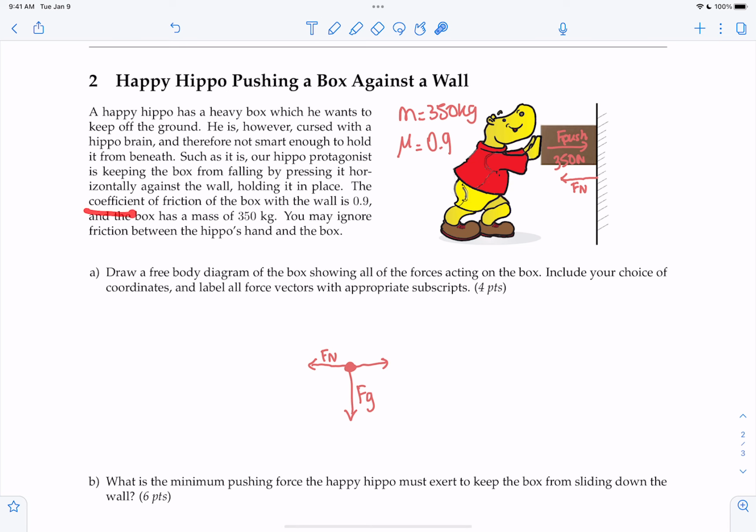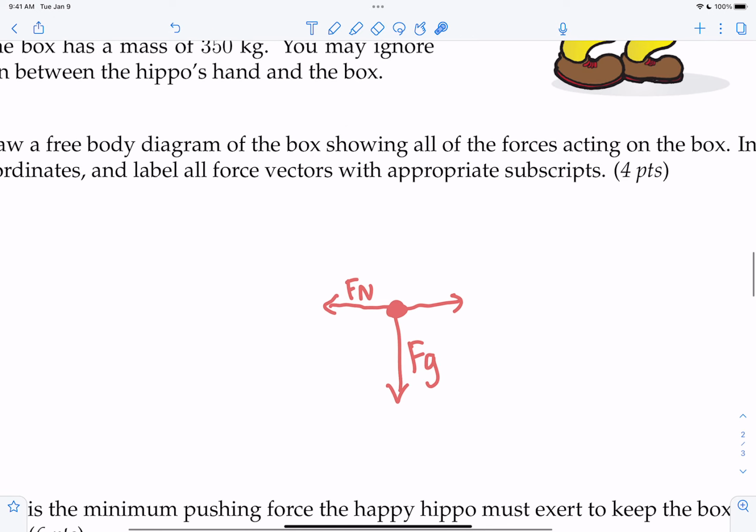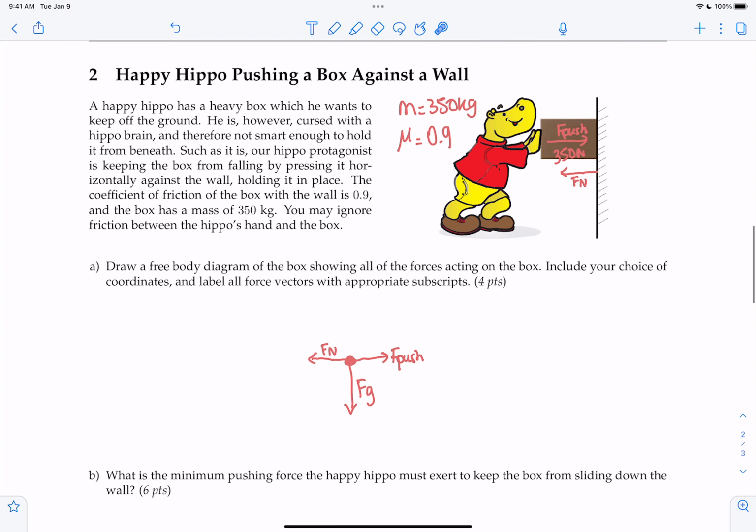No worries, because it says the coefficient of friction of the box with the wall is 0.9, and they said to ignore the friction between the hand and the box. So we're only factoring in the friction between the box and the wall. In that case, we would have friction pointing in what direction now? This is F push. Yep. Because once again, this box is being held stationary, right? And so if we're pushing to the right, we have a normal force to the left to oppose it. That cancels out the forces in the x-axis.